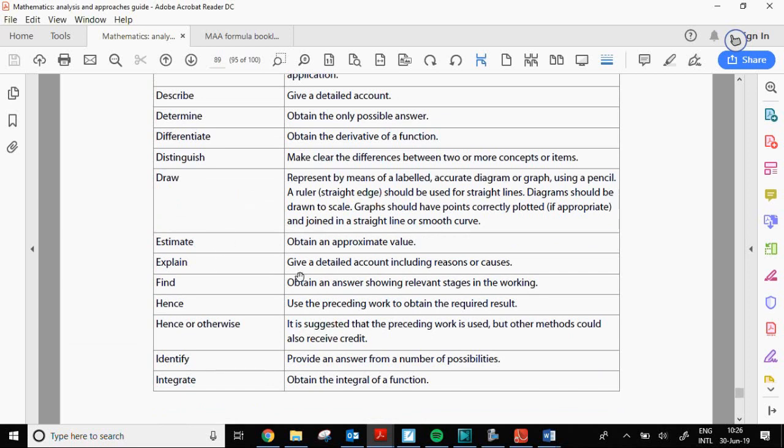Explain. This is another one that's going to use words. So if I see explain, that means I want you to explain. And a sufficient explanation will generally not be just some mathematical notation.